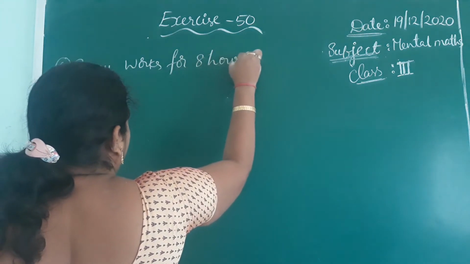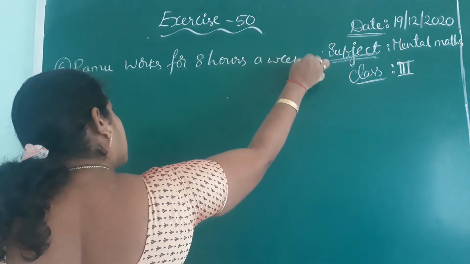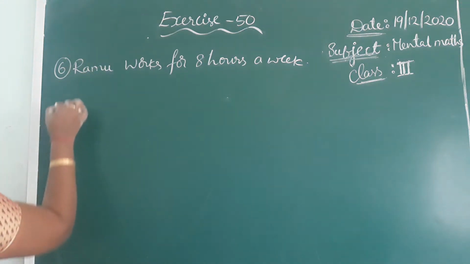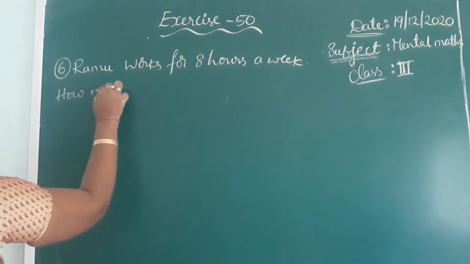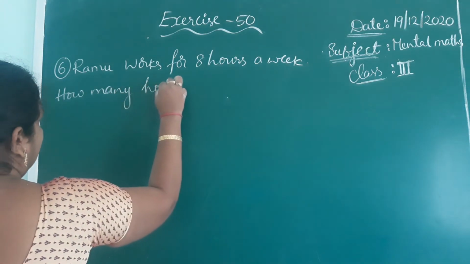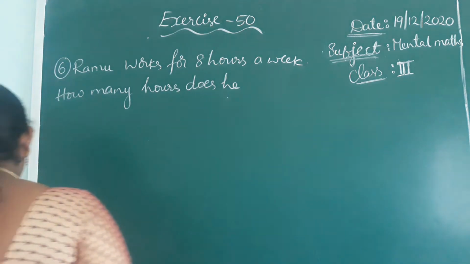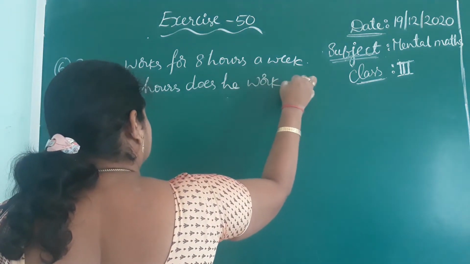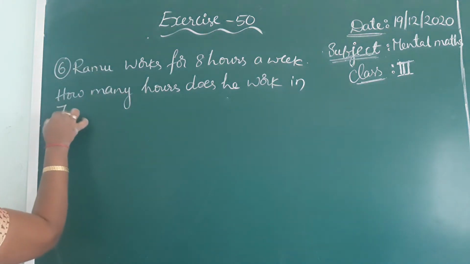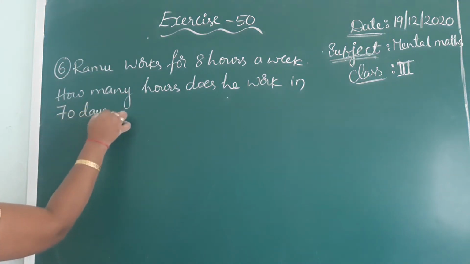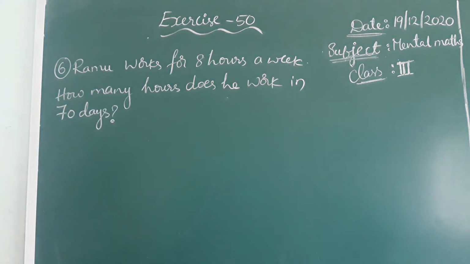Ram works 8 hours a week. How many hours does he work in 70 days? Usually Ramu works 8 hours in a week. In 1 week he will work 8 hours. How many hours does he work in 70 days?